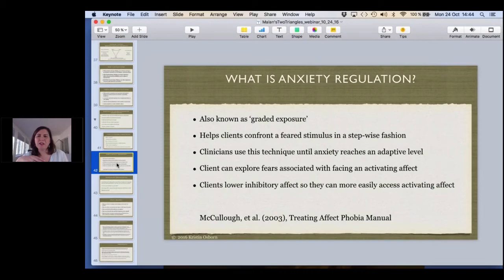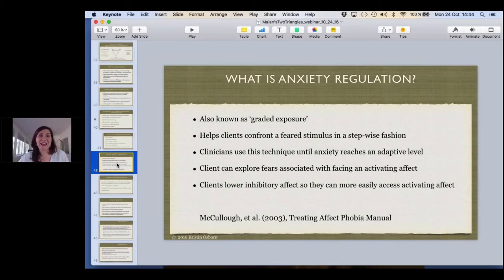And so we'll have another webinar on anxiety regulation, but basically, this is one of the most important tools that you use, because if someone's anxiety is low enough, they'll access affect. If it's high enough, they go to defenses, and your job is to just try and keep them in the middle, because you do need some anxiety activated to actually access affect.